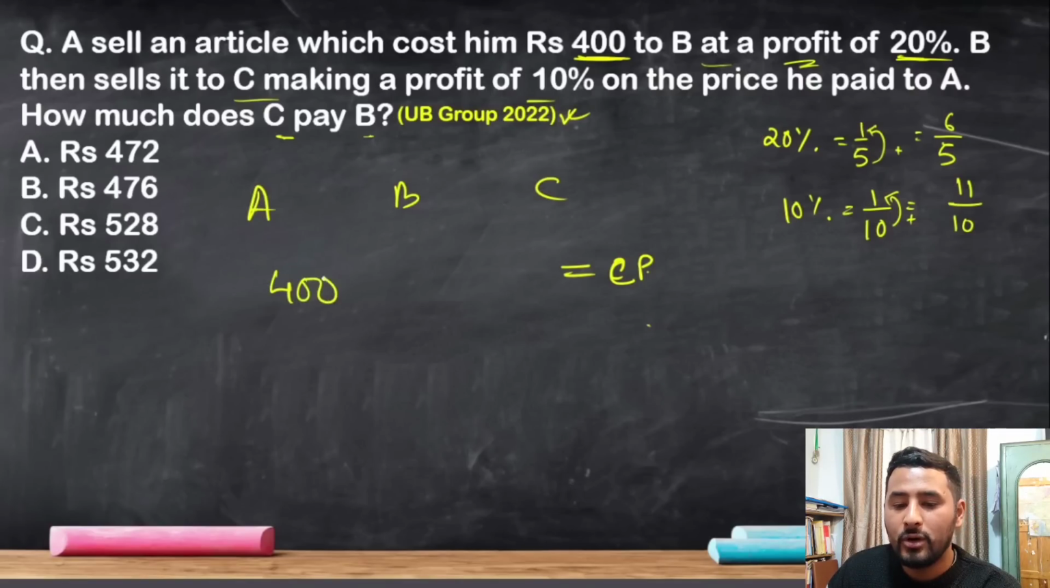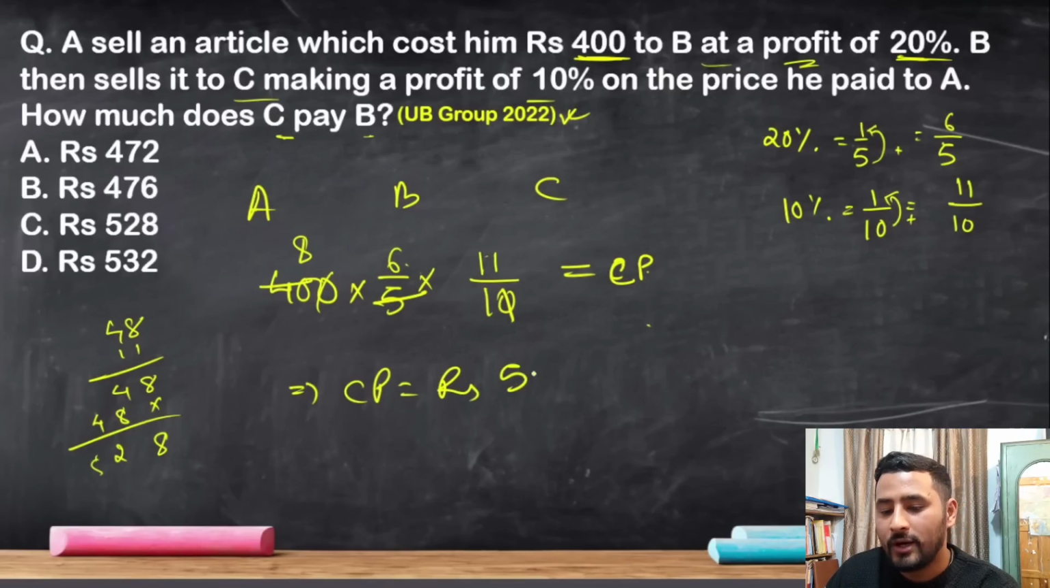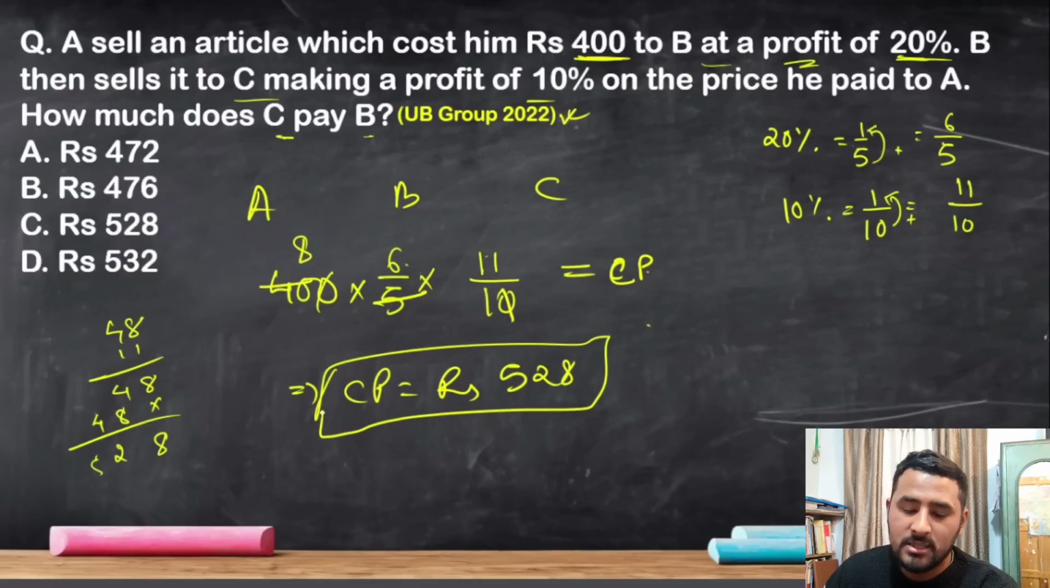Cost price of A is given, 400. That time it was not given, so we had written CP. A sold it to B at a profit of 20%, so 6 by 5, and B then sold it to C at a profit of 10%, so it is written as 11 by 10. Just fill in. Now cancellation: 0 0 gets cancelled. 5 into 8 is 40. When you multiply 8 into 6, 48, into 11, you get 528. So our CP will be rupees 528. See, just using the simple method you can find this type of question. Okay, answer will be 528.